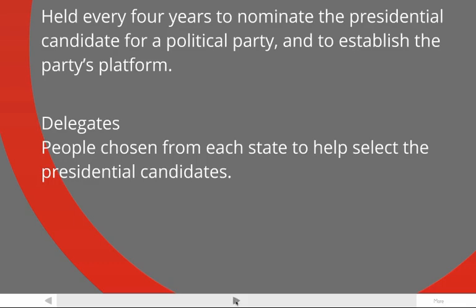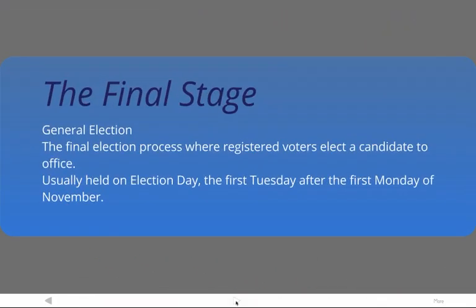Then you have the final stage, and that is the general election. Now, the general election is the final election process. This is where registered voters from any party can go and elect a candidate to office. So if you're a Democrat, you can vote for a Republican. If you're a Republican, you can vote for a Democrat. It doesn't matter. And this final election is held on Election Day, and usually that is the first Tuesday after the first Monday of November.